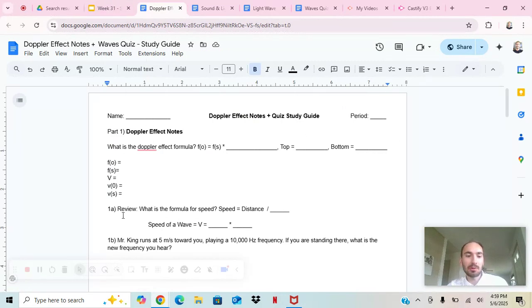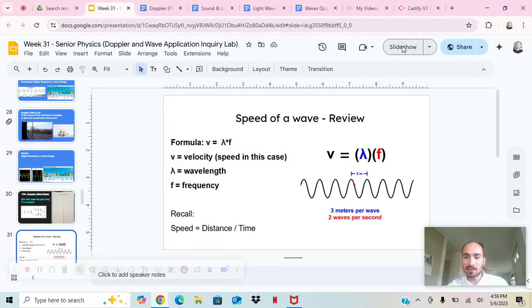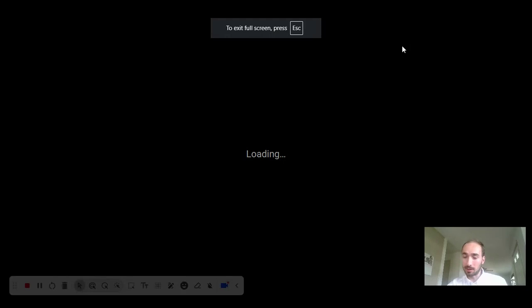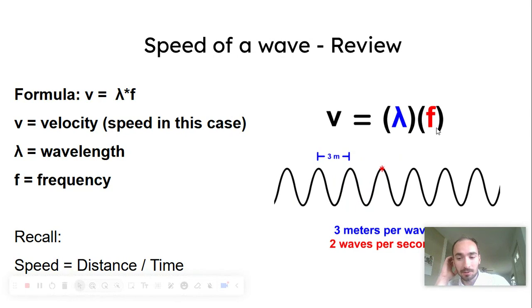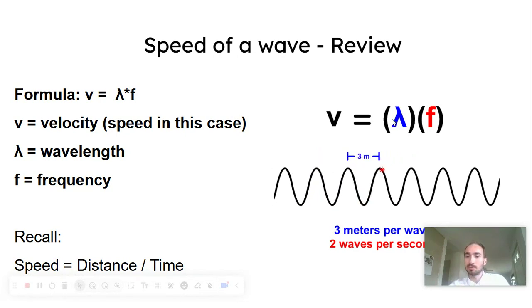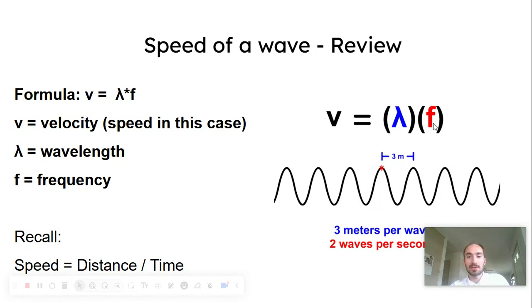So, a little review. What is the formula for speed? Remember, speed is distance divided by time, but for a wave, it's also the wavelength of the wave, the distance, and then the frequency is how many there are per second. So you multiply the wavelength times the frequency to get the speed of the wave.